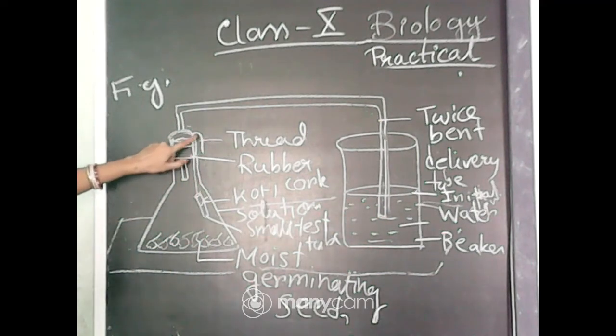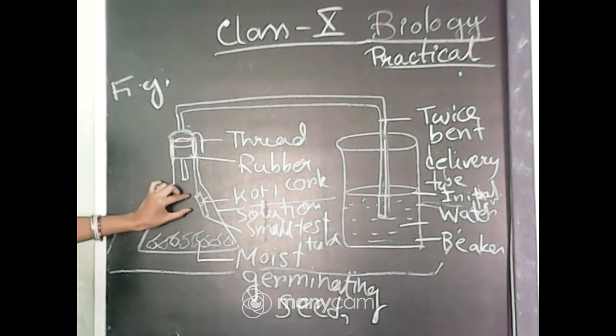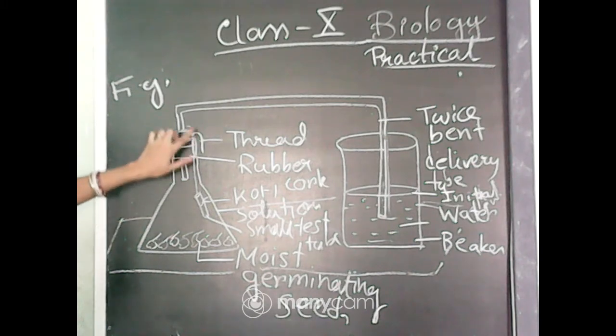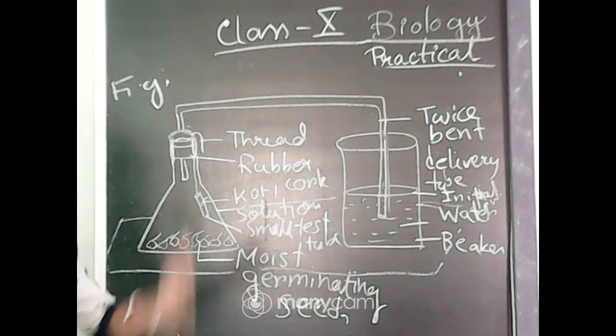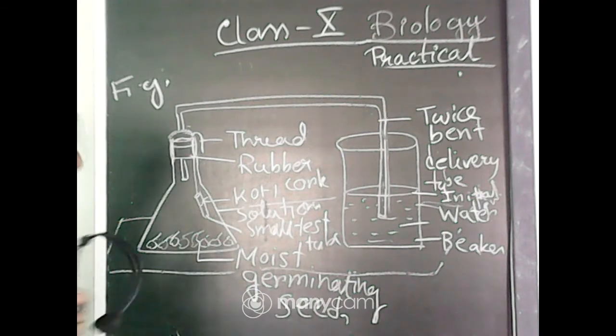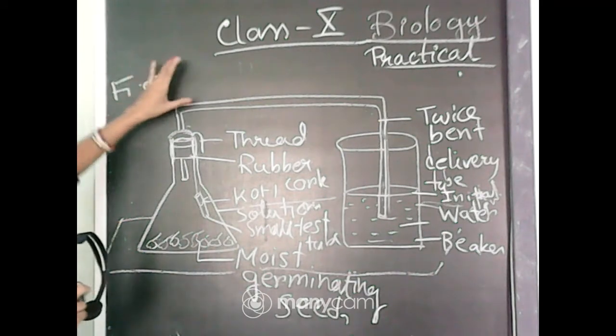And you can see a small test tube which is kept with the thread. This one is the rubber cork and these are the moist germinating seeds. Like this you have to draw the diagram on the left side of the page where you are writing the procedure part, and you have to label the figure.